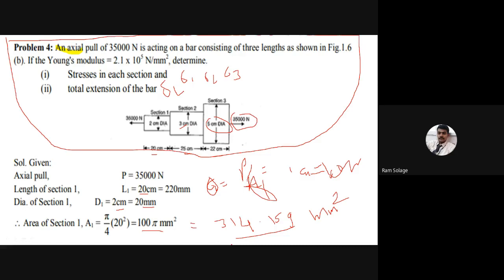Very good. Gaurav, check your answer. Sorry, Gaurav is correct. Soham, check your answer. 11.40, it is the wrong answer. See the answer. On your screen, they are showing the answer 11.408. It is the correct answer, Newton per mm square.